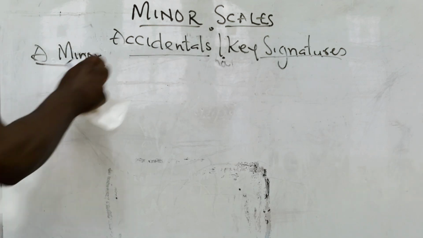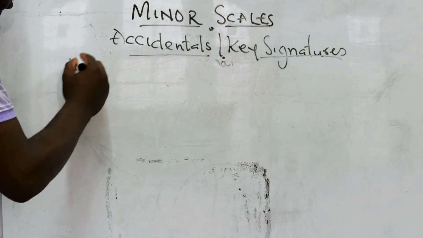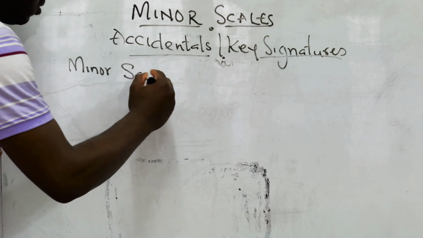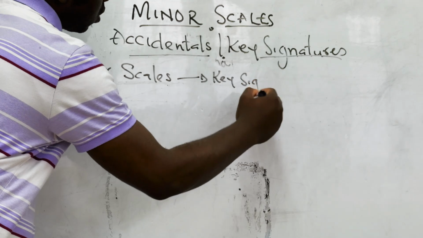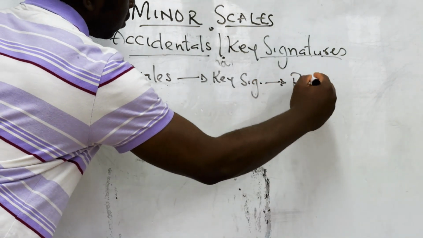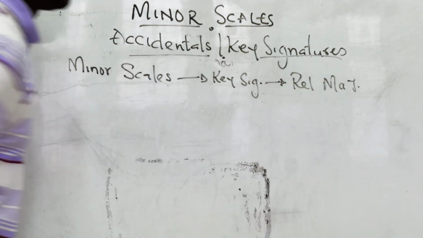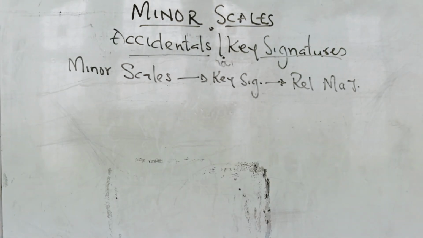Let me note that. A minor scale takes the key signature of its relative major. Alright? Every minor scale doesn't have a key signature of its own. It normally takes on the key signature of its relative major. And how do you get the relative major of a minor scale?